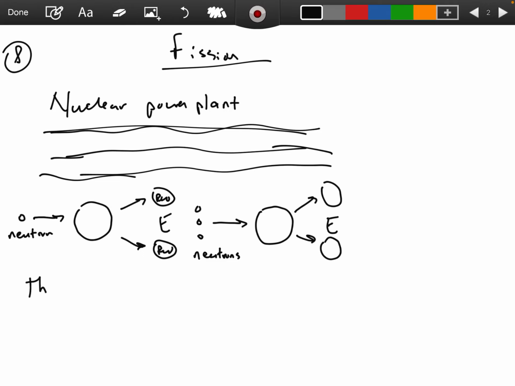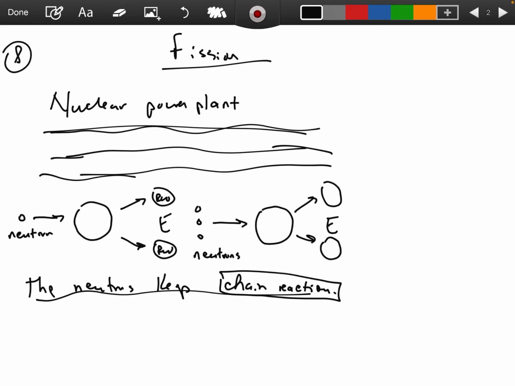So the neutrons, and then you're going to write a bunch of stuff. The neutrons keep the reaction going and produce a chain reaction. Again, I'm just going fast. You can go back and re-listen to it. They keep the reaction going and produce a chain reaction, okay?